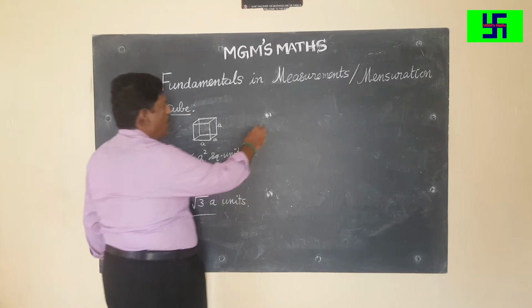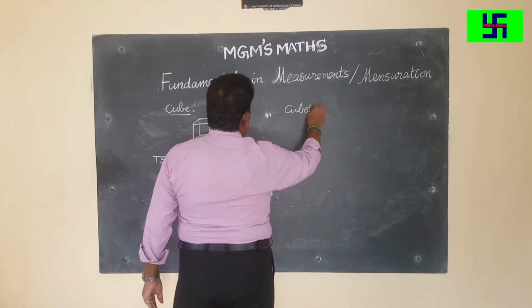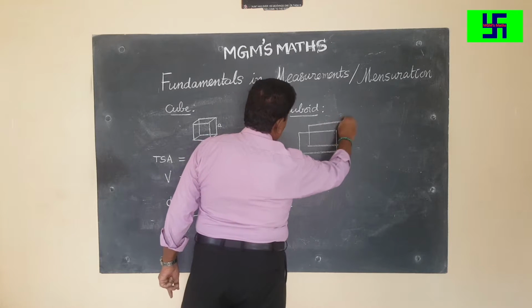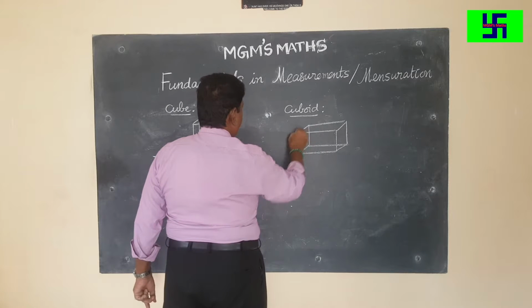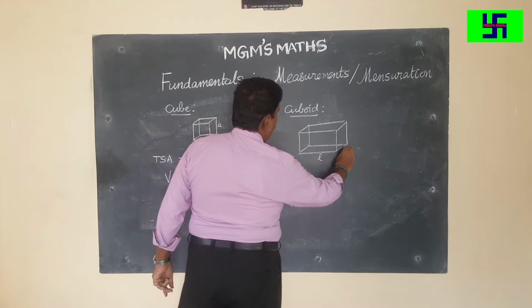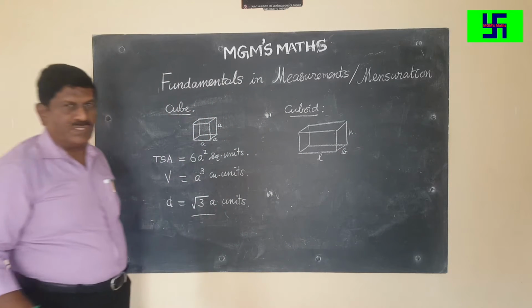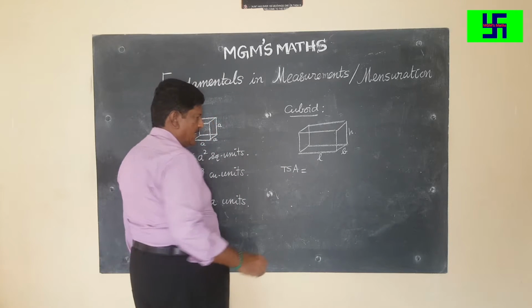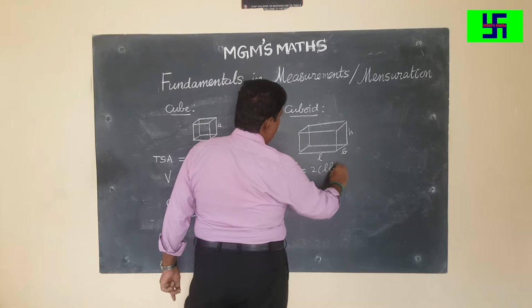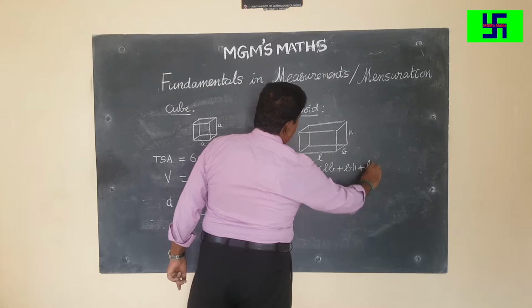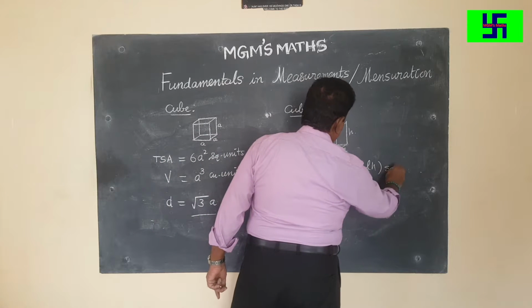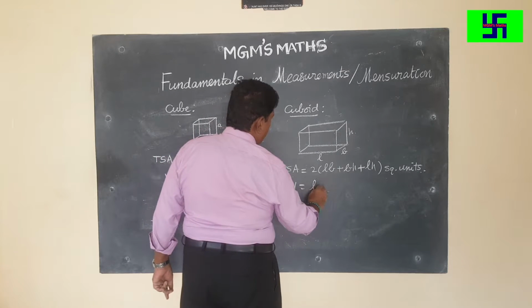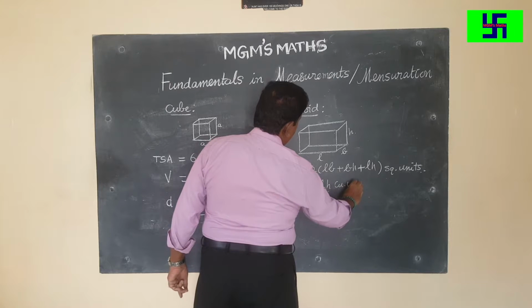Okay. Now we will move on to a cuboid. This has the length L, breadth B and height H. What is the total surface area of a cuboid? That is equal to 2 into (LB plus BH plus LH) square units. What is the volume of a cuboid? L into B into H cubic units.